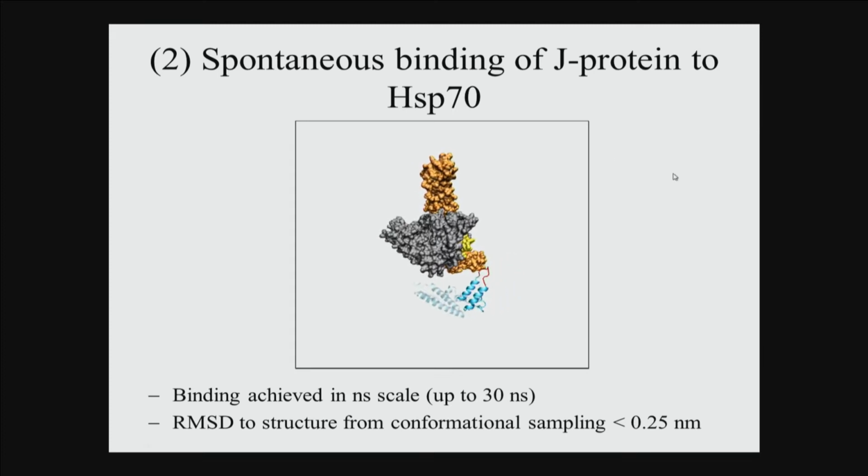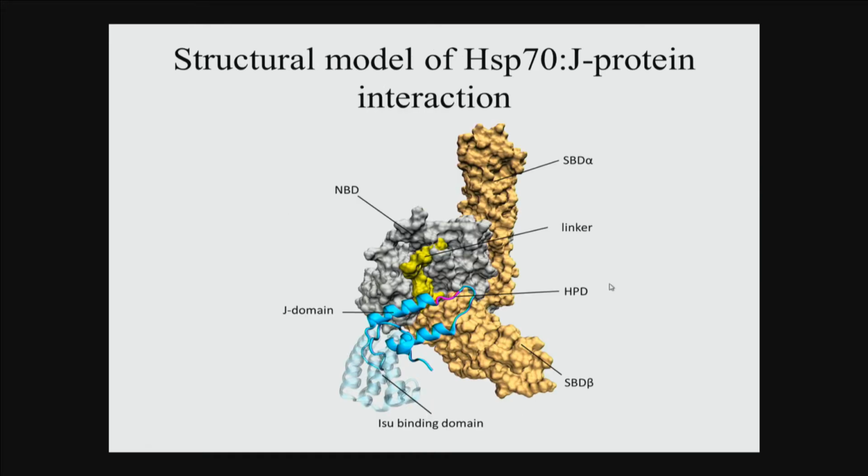So like this, we can see the J protein docking onto its binding region on the Hsp70 protein. So the J domain docks onto the nucleotide binding domain of Hsp70, this gray part, and that's how we obtain the model. It looks like this in kind of real time, but in terms of nanoseconds.